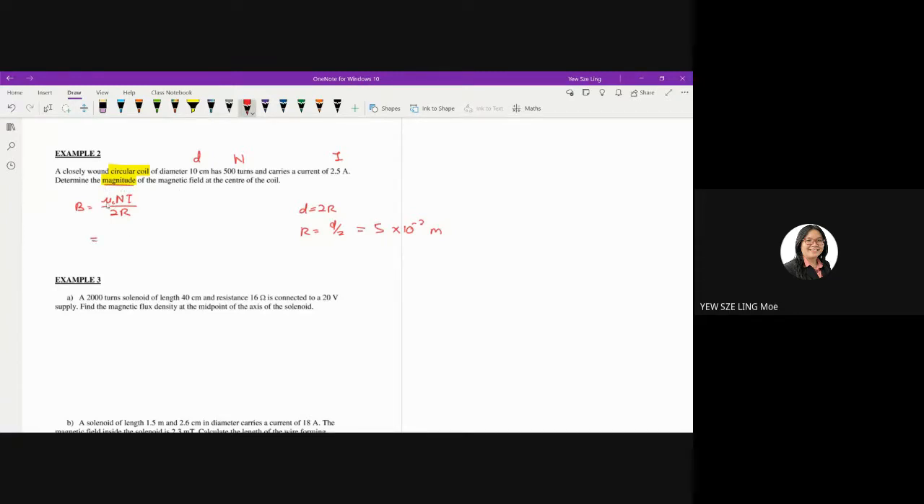So you just plug in the value. So mu naught is 4 pi times 10 to the power of negative 7. Number of turn is 500. And then current is 2.5 divided by 2R, we have it here, which is 5 times 10 to the power of negative 2. Okay, so the final answer is 1.57 times 10 to the power of negative 2 Tesla. Okay, 1.57 times 10 to the power of negative 2 Tesla. So I give you 1 minute to write it down because this is just a very short and simple questions. So before we proceed to the next example.